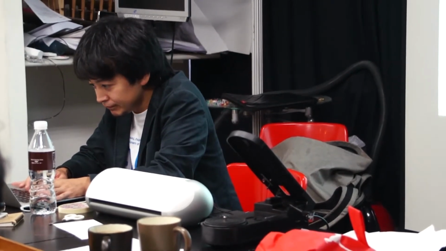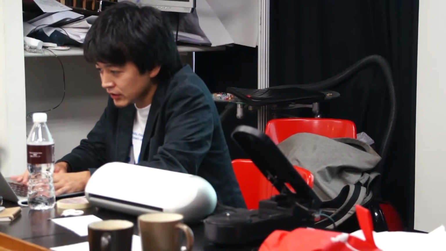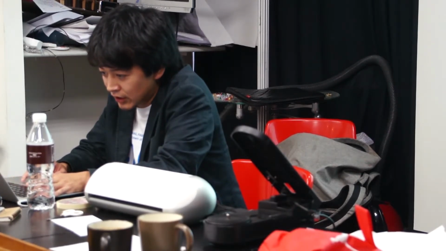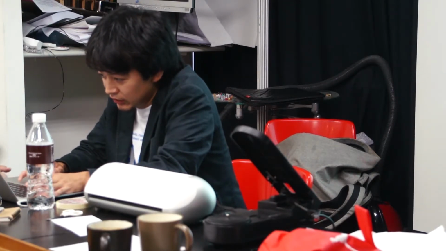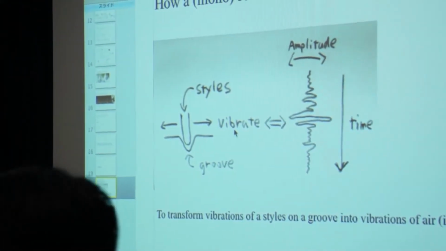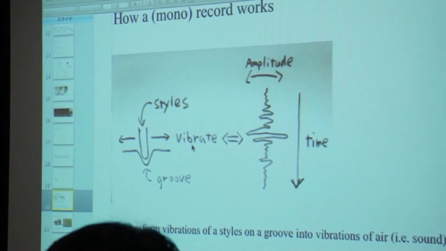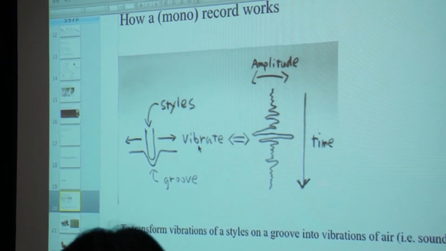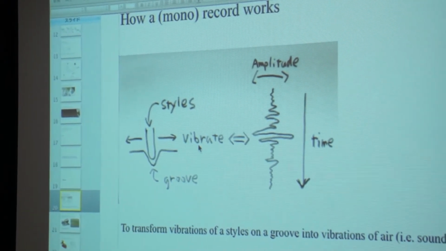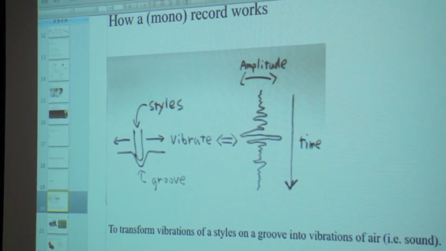Back to the slide. So basically, the record works in this way. This is a very standard, normal, very cheap record player. You could listen to the record on every record player. And basically, every record player has a stylus out here, and every record has a groove on the surface.